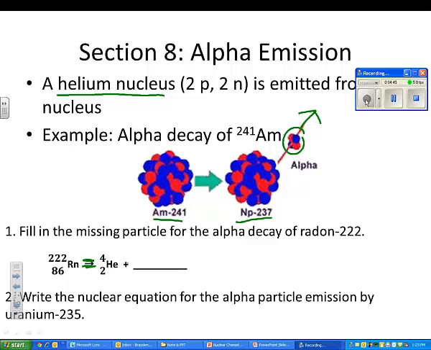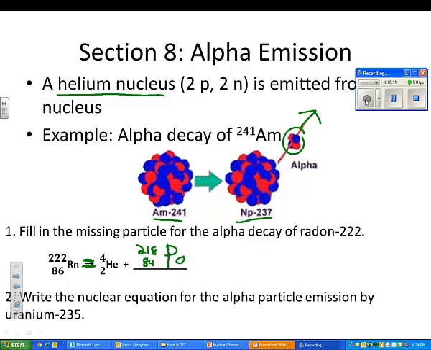Okay, so 222 minus 4 will equal 218, which will be our new mass number. Then we'll do the bottoms. 86 equals 2 plus something, so 86 minus 2 is 84. You can always go back and check your work: 84 plus 2 equals 86. Element number 84 is going to be polonium, Po.